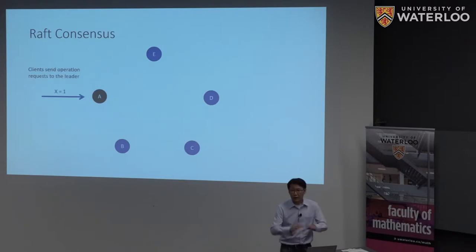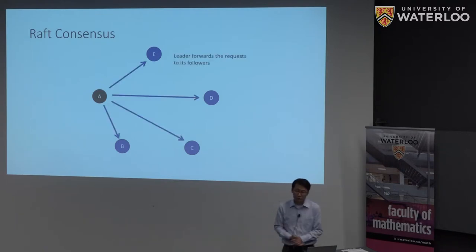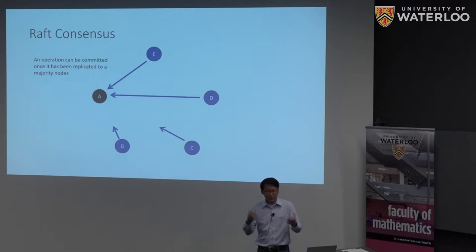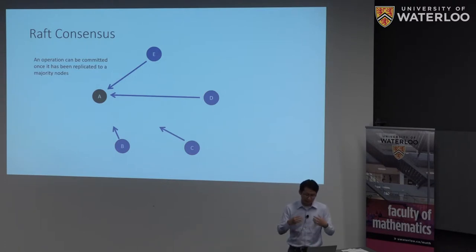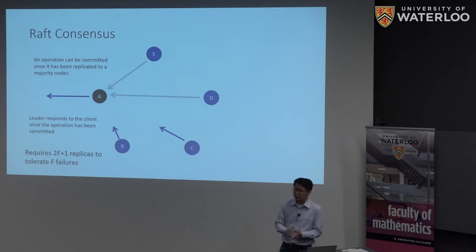Now once we have elected a leader, all future client requests will be sent to this particular leader. So in this case, there's a client request for a state change setting x equals 1, and that will be sent to node A, which is the new leader. Node A is going to forward these requests to the other participants, and once it knows that this data has been seen by a majority of nodes, it can then commit the request as well as apply the state change to its own state machine. After that, it will respond back to the client.